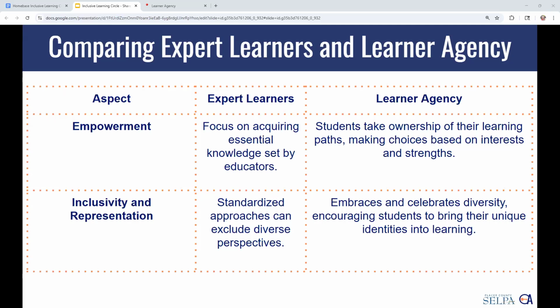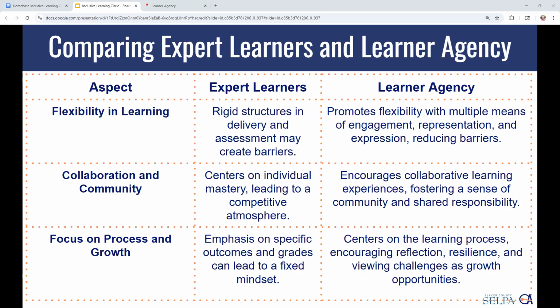So the language of expert learners can often exclude diverse perspectives, whereas learner agency allows really for that opportunity to embrace and celebrate diversity, allowing students to bring their unique abilities into the learning community. So again, looking at this comparison of expert learner to learner agency, just some other highlights. We want to remind you that we're really comparing the language around the goal of expert learner and learner agency.